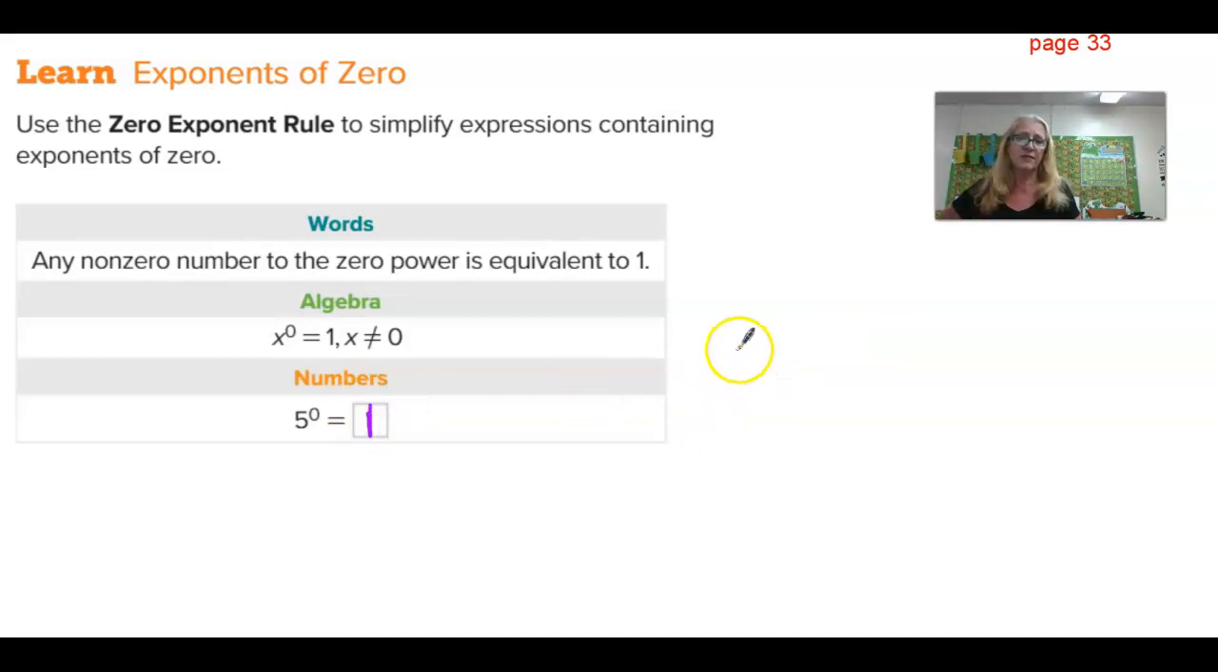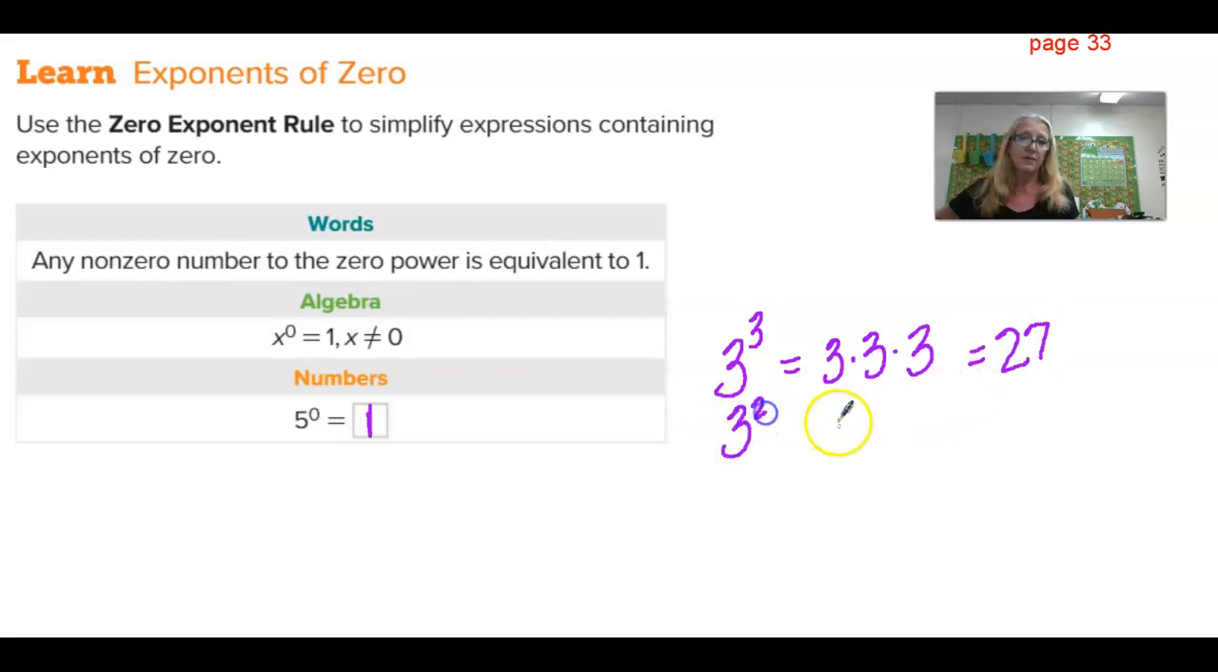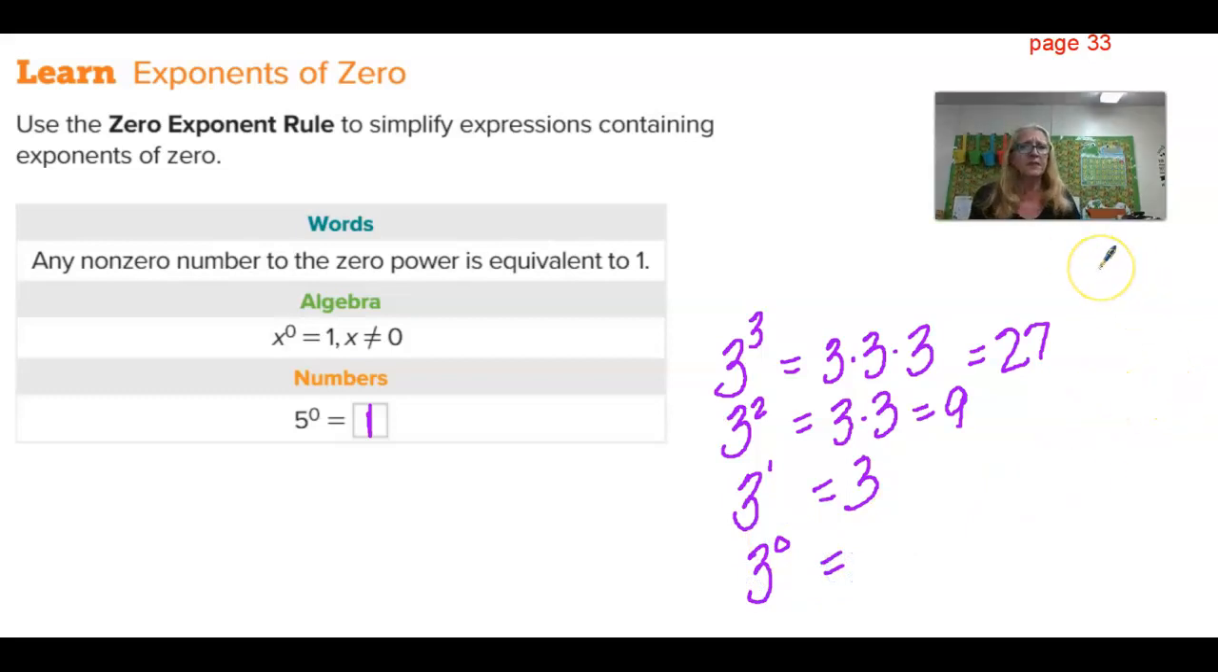Let's just take, for example, 3 to the third power. 3 to the third power is equal to 3 times 3 times 3, which is equal to 27. 3 to the second power would be equal to 3 times 3, which is 9. And 3 to the first power, we all know, is equal to just 3. But the next one in the progression would be 3 to the 0 power. But kids often want to say that's 0.